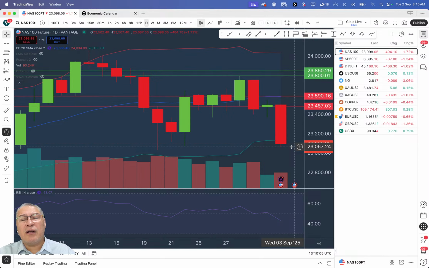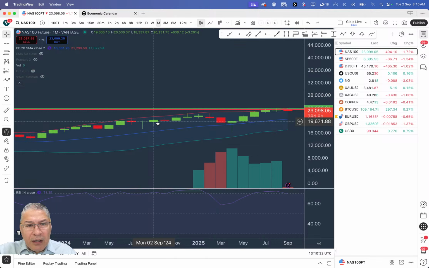So let's take a look at a monthly chart, so we can look at previous Septembers. Actually, September of 2024 closed in the green, but it did have a pretty wide swing. The month opened at 19,600, had a high of 20,000, and had a low of 18,337. So it did close in the green, but it did have a pretty strong pullback.